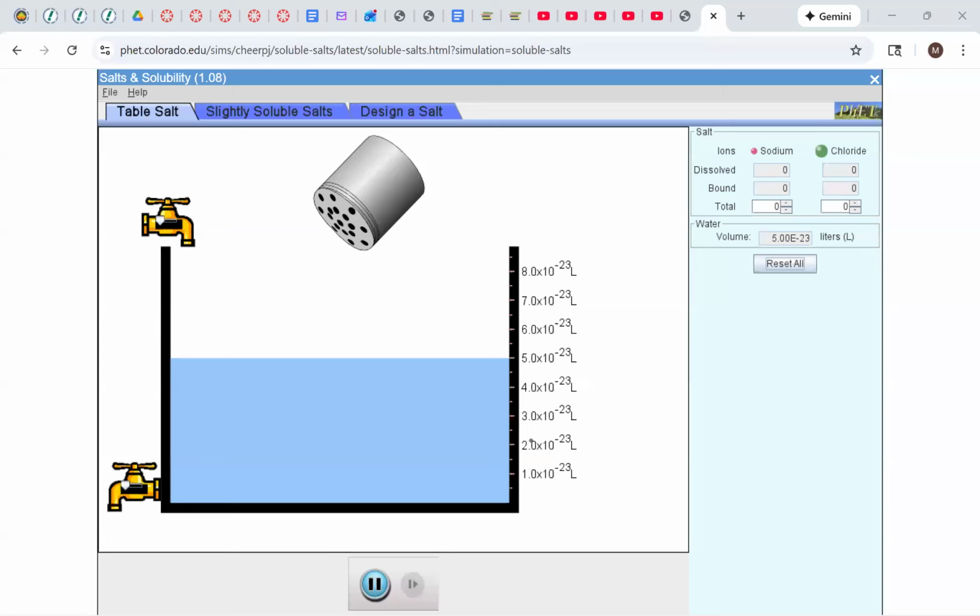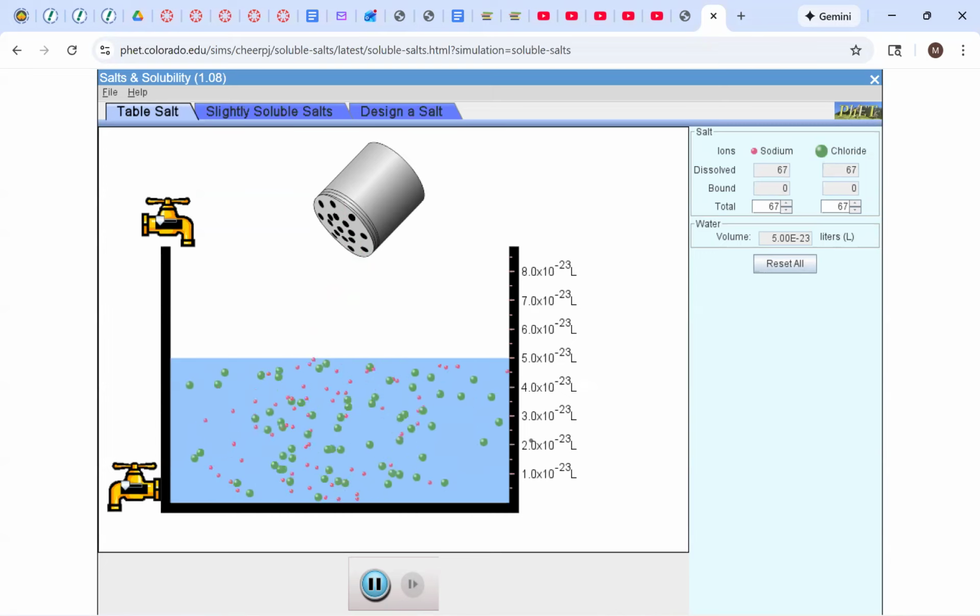So I've posted this site in the past, but if you Google PhET, P-H-E-T, and go to the solubility simulation. Here we're just going to look at what happens when you put table salt in water. So I'm going to shake this a little bit, and the salt goes into the water, and it dissolves.